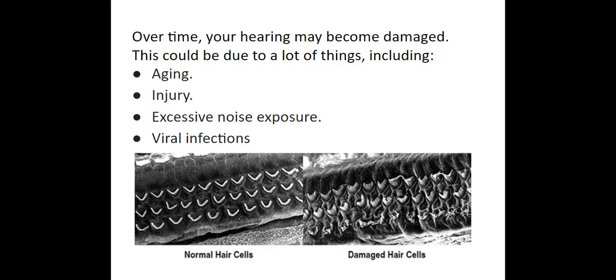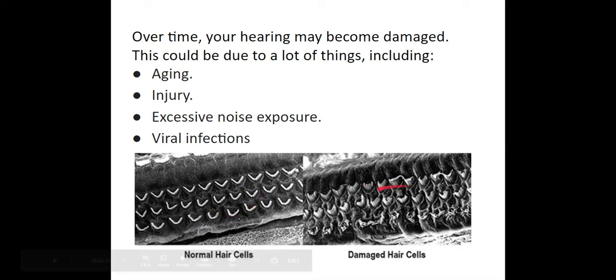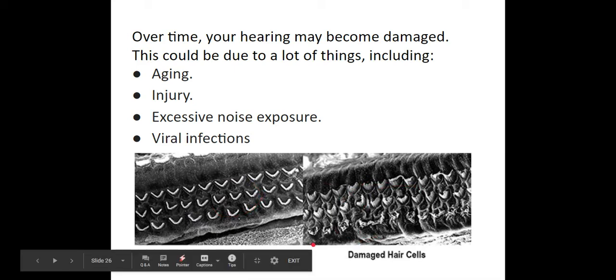Over time, your hearing may become damaged. This could be due to a lot of things, including aging or getting older, injury, getting hurt, excessive noise exposure. That just means you're around noises that are too loud for too long. And finally, viral infections. Certain infections, if they get bad enough, could damage your hearing. Normal cochlea cells might look like this from above. Damaged cochlea cells might look like this.